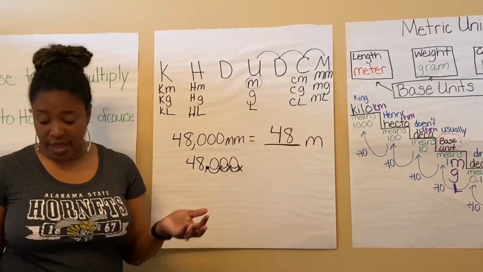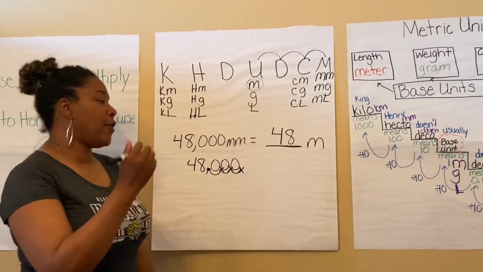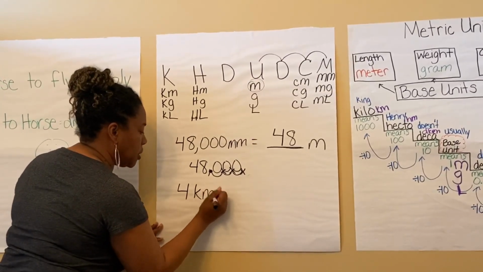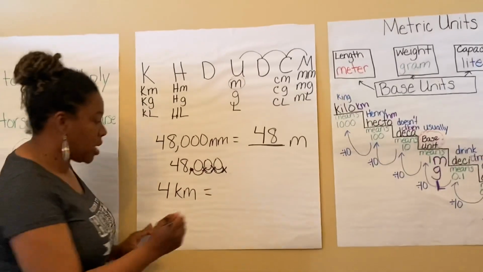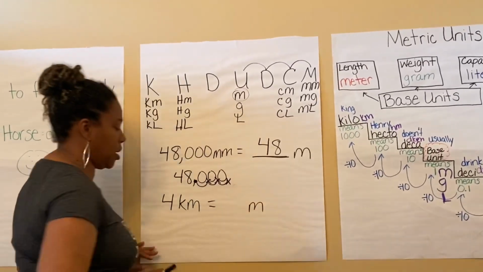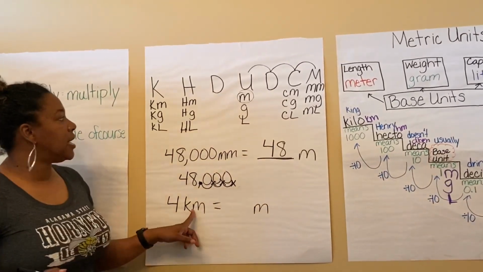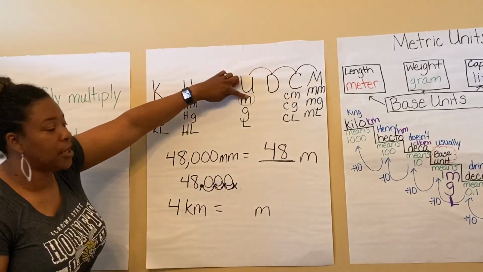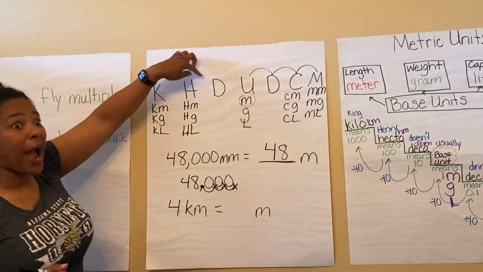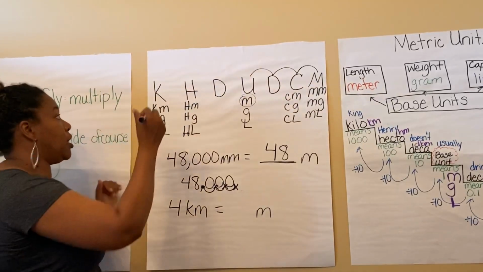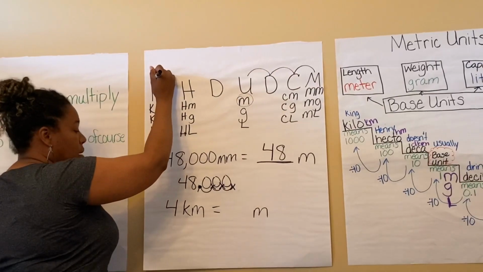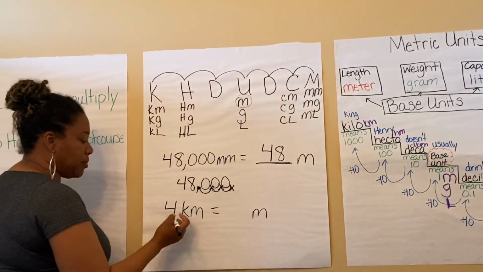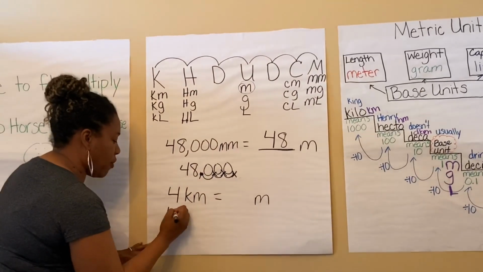Okay, let's try another one. I'm going to go from 4 kilometers, and I'm going to see how many meters that would equal. I'm going to find kilometers, which would be KM right here, and I'm going to meters. So this time I'm going to the right, so I'm multiplying. It's going to get larger. So I'm going here, 1, 2, 3. 3 jumps.